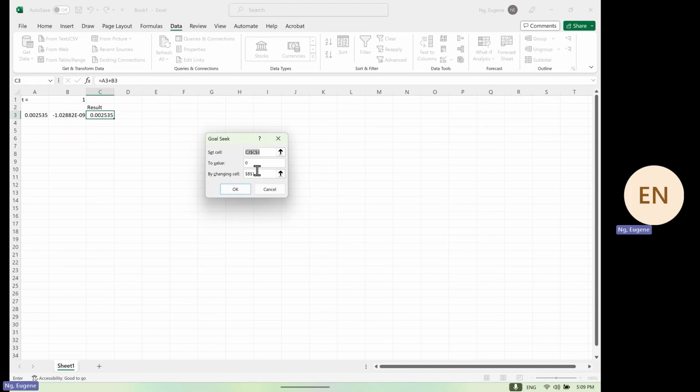What do you mean it does not work? Now do it again. You click this, and then you press to value 0, because the results you want to be equal to 0. And then you come to here and you press.